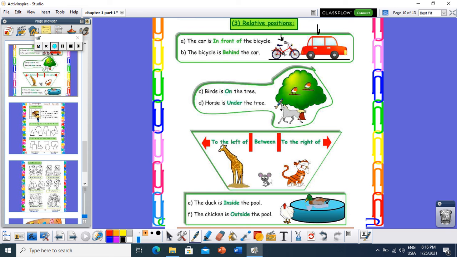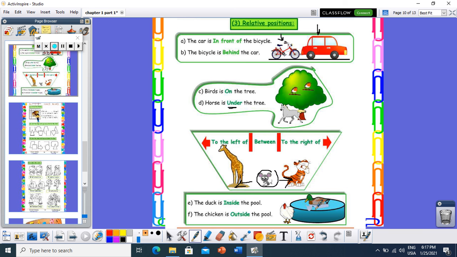So what is the position of the horse? The horse is under the tree. And the birds are on the tree. Now I have three animals and I need to know what is the position of the mouse. The mouse is between the giraffe and the tiger. But the giraffe is to the left of the mouse. And the tiger is to the right of the mouse.